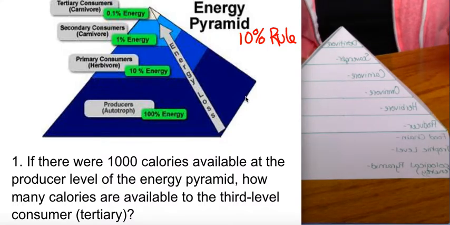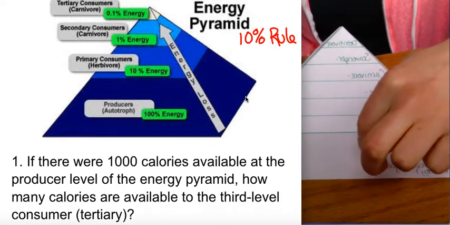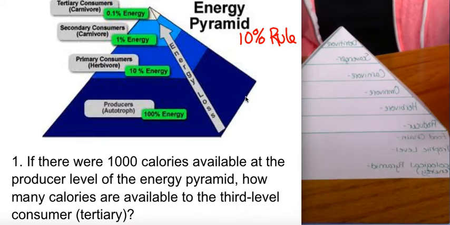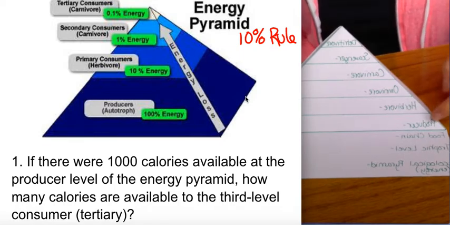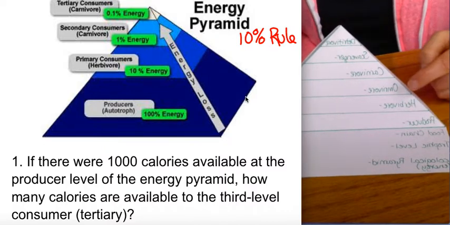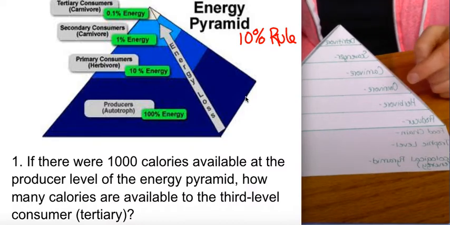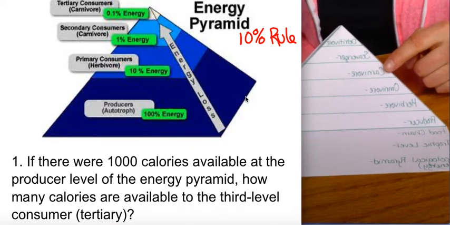So number one, you could answer this on a piece of separate paper if you would like, or maybe somewhere down here where you have these words that we're defining. If there were 1,000 calories available at the producer level, so here, of this energy pyramid, how many calories are going to be available 3 levels up, or on the tertiary trophic level of this energy pyramid?